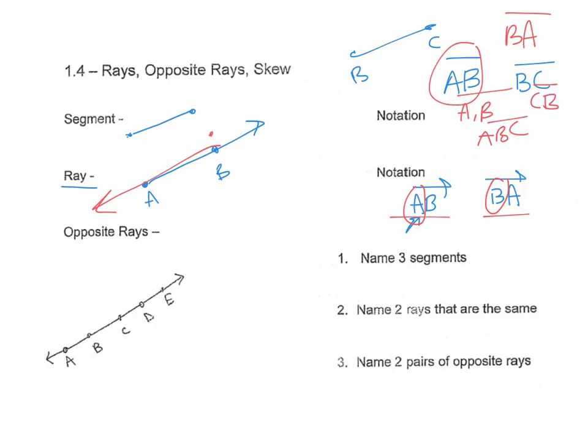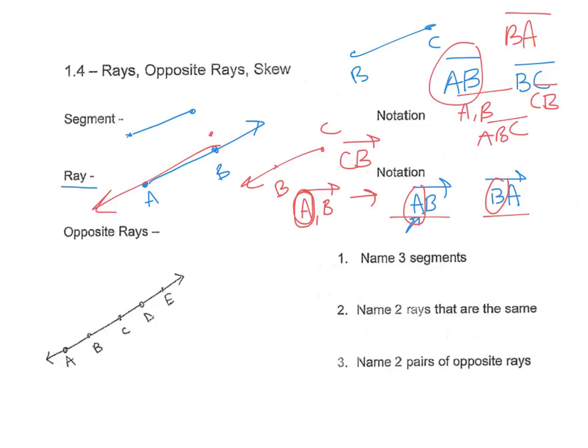So you need to be really careful with the notation. Again, no commas, so don't do something like this, A, comma, B. Okay, make sure the arrow always goes to the right. Make sure the first letter is always the starting point. It could go this way as well. Just because the ray goes this way, your notation is still going to be CB.